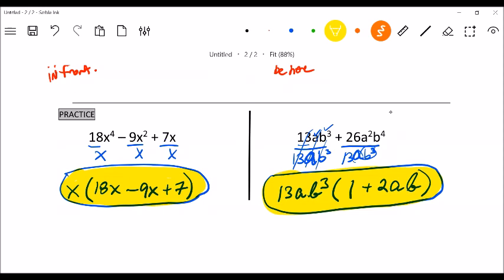So multiplying something in and taking something out are actually just like inverses. They're the same thing, just opposite. And you want to be very comfortable with both of those, and hopefully you are now.